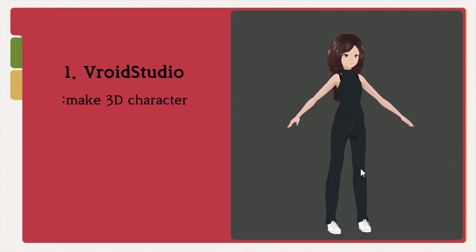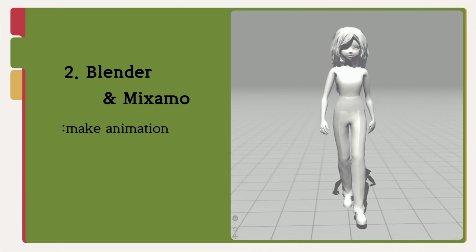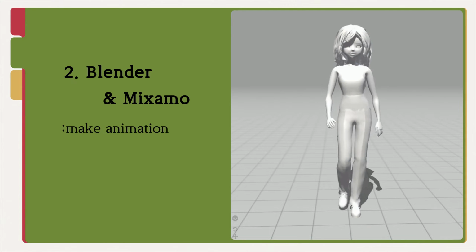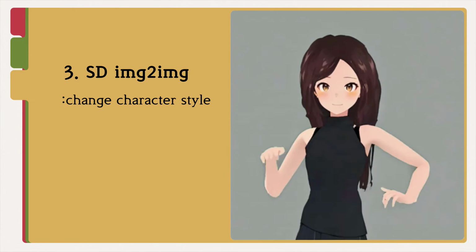I'm going to show you the process of creating a 3D character in VRoid Studio, creating an animation in Blender and Mixamo, and then changing it from Image2Image in Stable Diffusion to the style that you want.